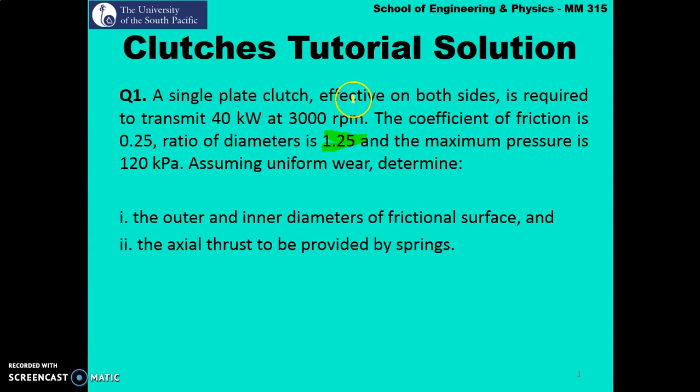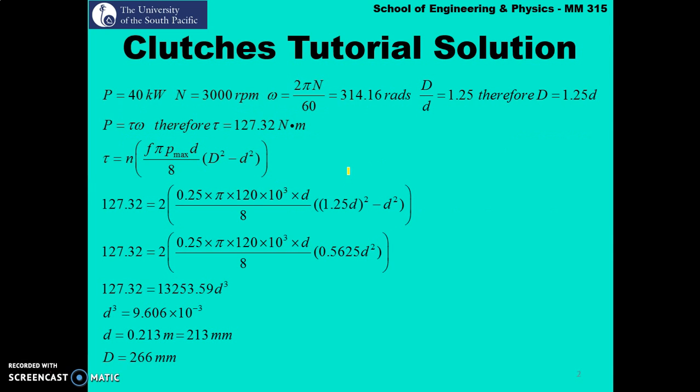So a few things that you need to keep in mind is that it is effective on both sides. So what this means is that we've got two frictional surfaces. The diameter ratio is simply meaning the outer diameter over the inner diameter, which is given as 1.25. And then last thing is that we're looking at a uniform wear case. So what we do is we list down all the variables that are given to us.